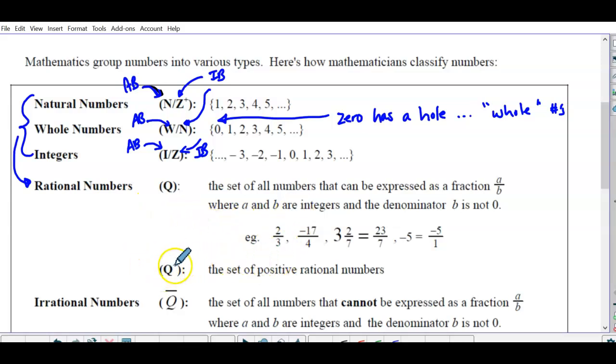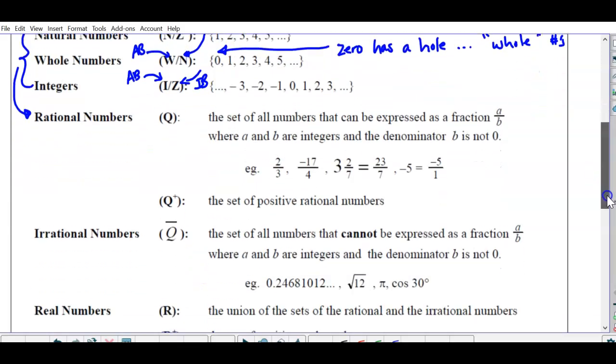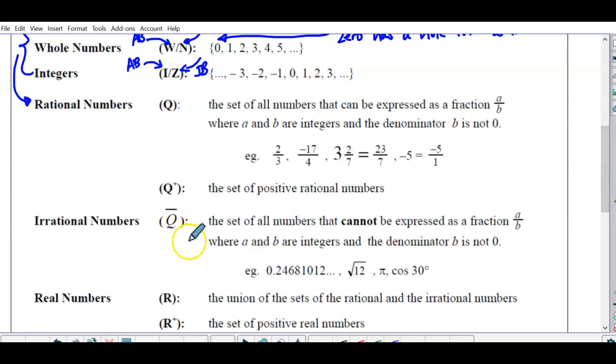Sometimes you will see Q with a plus. That's the set of positive rational numbers. You don't end up seeing that very often. Then irrational numbers, no matter which Alberta or IB, is Q with a bar over top. Sometimes I have seen it with Q with a prime symbol, but for what we're doing, it's Q with a bar. That's the set of all numbers that cannot be expressed as a fraction a over b, where a and b are integers and the denominator b is not 0.